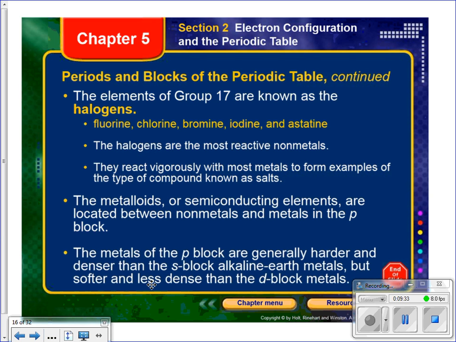These are very, very reactive elements. For example, fluorine is so reactive, it can actually bond with a noble gas. And we know those noble gases have their 8 valence electrons and don't really want any more. But fluorine's nucleus is so strong, it can actually cause the electrons from a noble gas to bond with it. So group 17 elements are something that you will be very familiar with. The halogens usually form salts with group 1 elements, and these are referred to as halide salts.